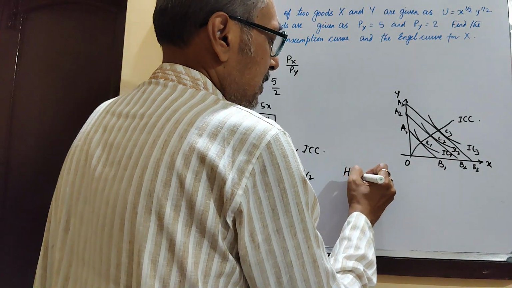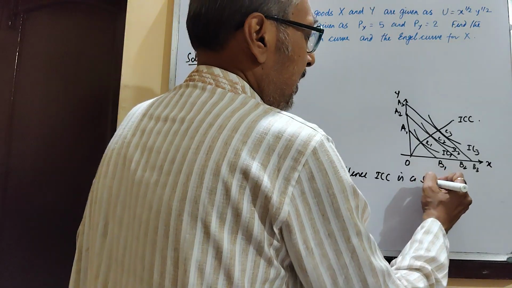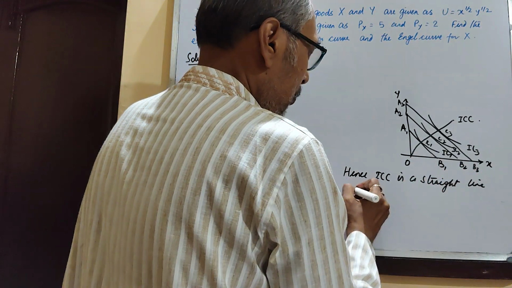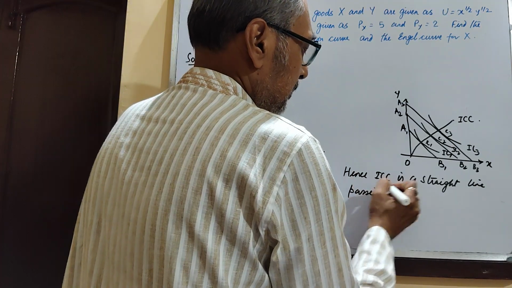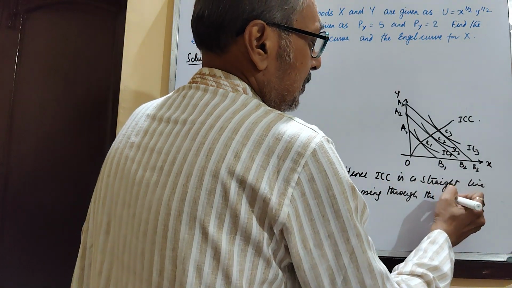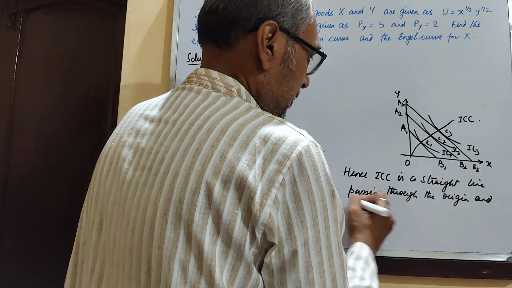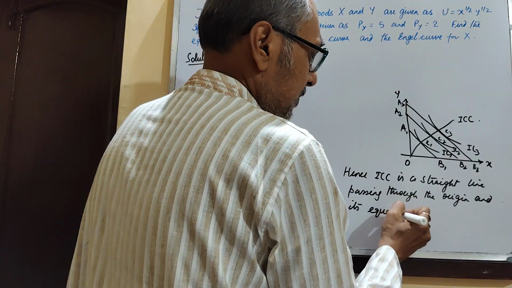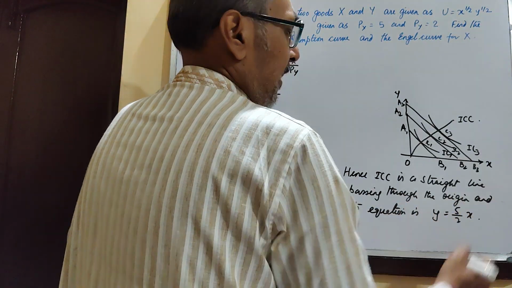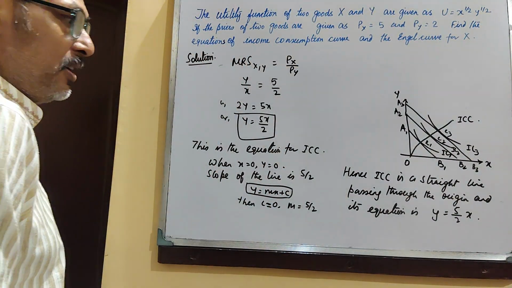Hence, the ICC, income consumption curve, is a straight line passing through origin, and its equation is y equals 5/2x. This is the first part, the equation of the income consumption curve.